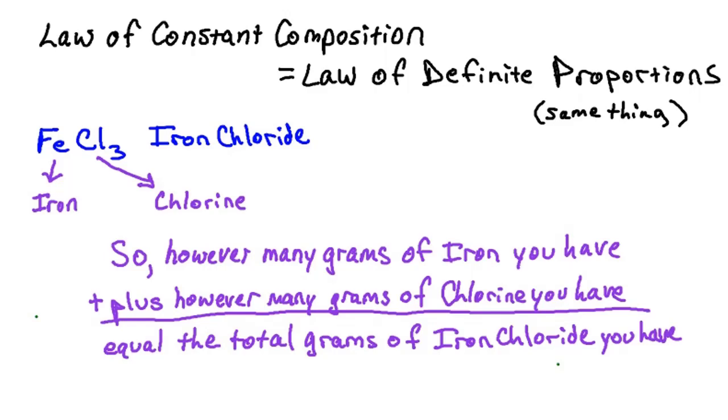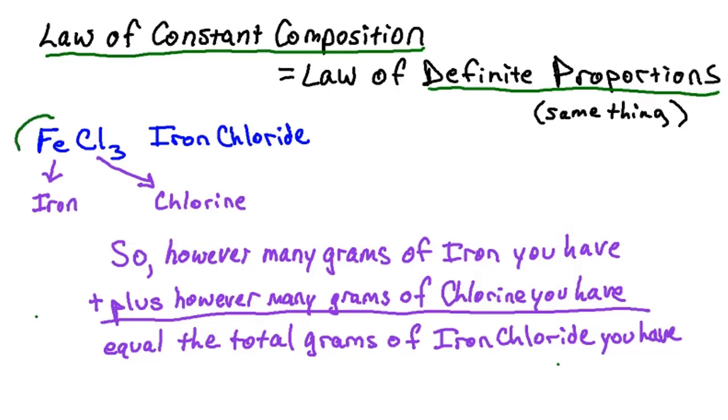Okay, so in your Chemistry 1 course, you might run across something called the law of constant composition. It's also called the law of definite proportions. These two are the same thing, just two different names for it. So let's jump right into it with an example. Say we have iron chloride, FeCl3.